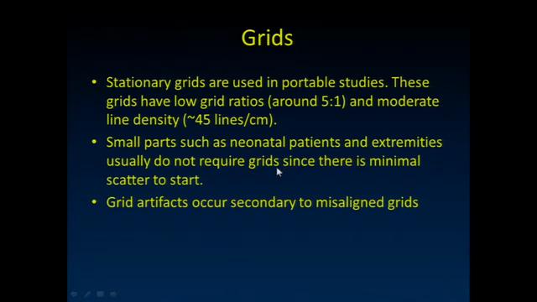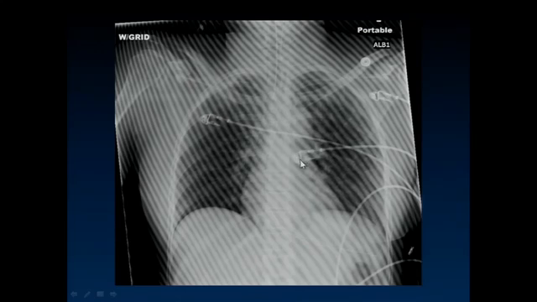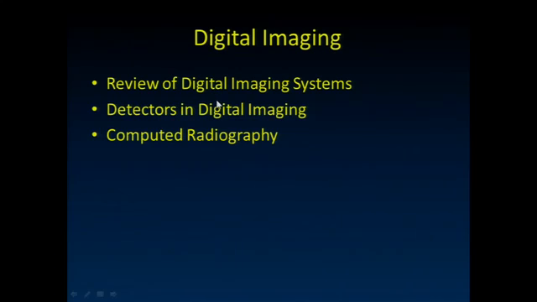We already mentioned that small parts and neonatal patients don't require grids because there's minimal scatter to start with. We certainly don't want to put a grid in there, right? It'll be increased dose that we'll need, and when we didn't need the grid in the first place. And then here's one of those misaligned grids that you'll see sometimes. This one's really prominent. Sometimes they don't stand out quite that prominently.